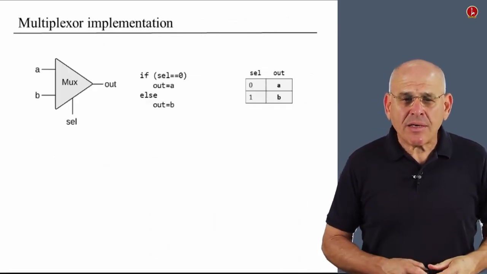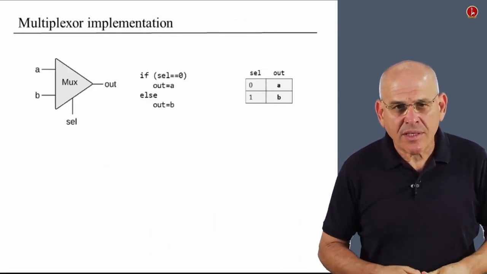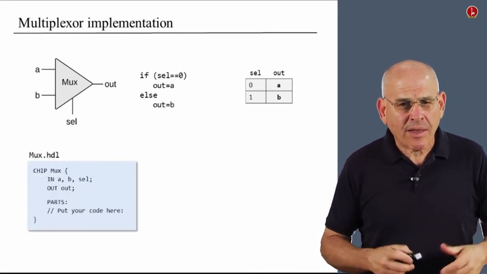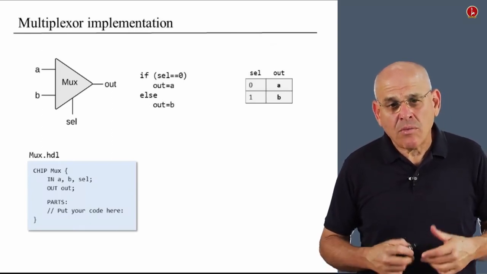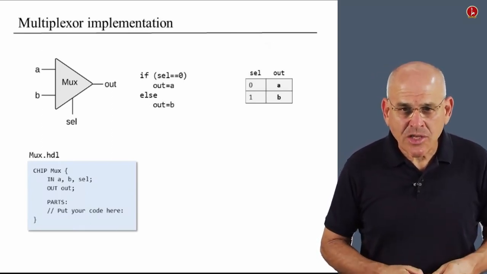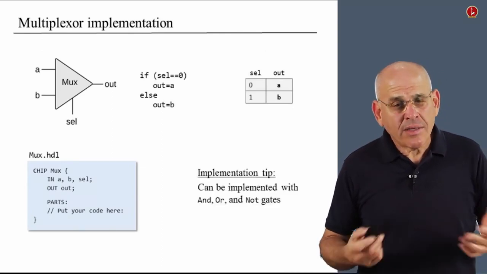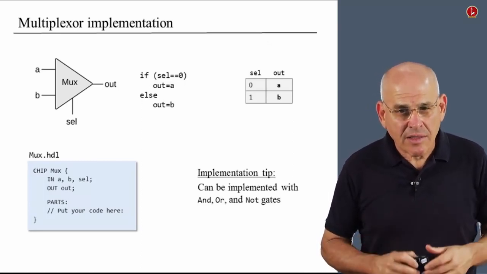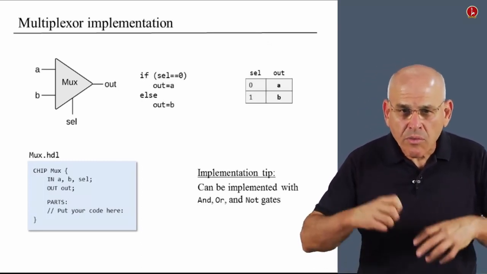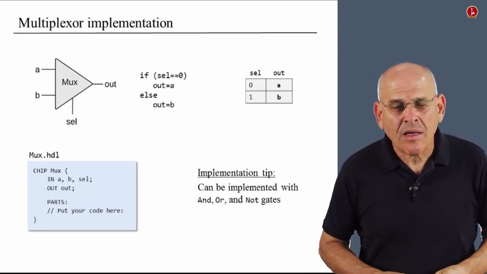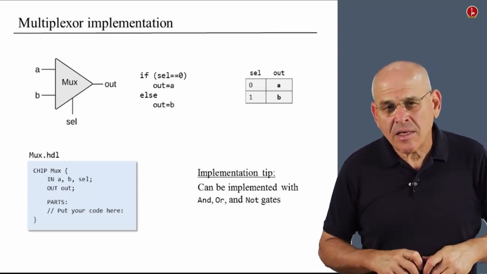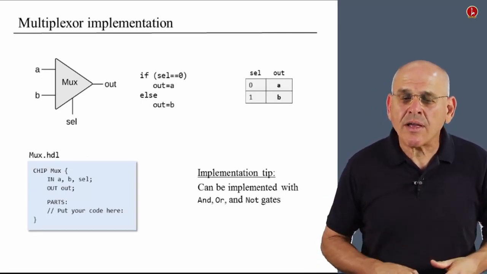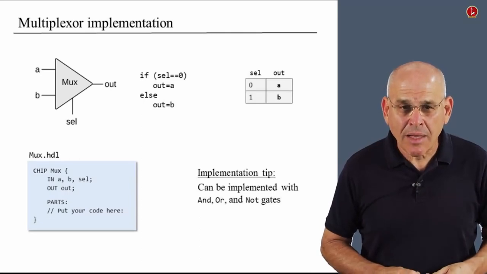How do we build a multiplexer? Well, we get all this information from the system architect, and we also get a stub file. And what we have to do, of course, is to write the HDL code. And it turns out that we can build a multiplexer using three gates, AND, OR, and NOT, which we wire in a certain clever way, and the result is the desired MUX logic. So it's up to you to figure out how to do the wiring and actually implement the desired multiplexer.